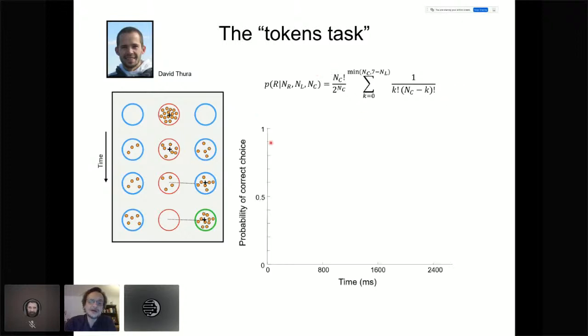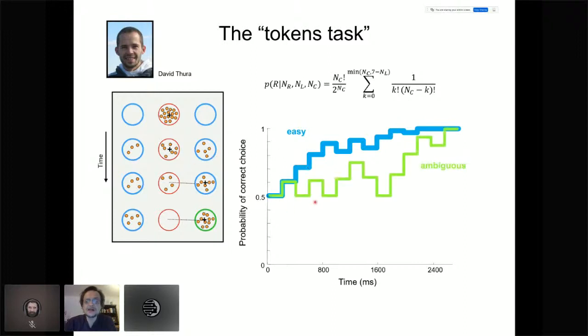The point is, though, that because of this, we can quantify the profile of how that probability changes after every token jump in a particular trial. So this trial is an easy one. The tokens are essentially jumping mostly in one direction, so it's pretty easy to know what the correct choice is. Here's a trial that's ambiguous, where the tokens are alternating. You don't really know until the end which one's correct. Here's a misleading trial, where the first few tokens go in the direction that will turn out to be the incorrect one. So you can classify trials according to this.